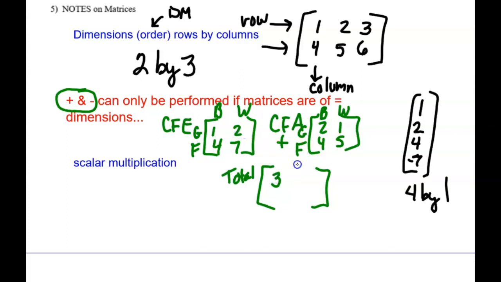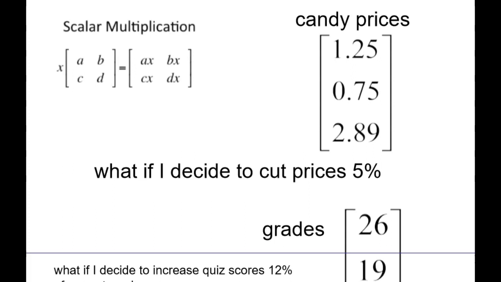This one was a 2 plus 1 is 3. 4 plus 4 is 8. 7 plus 5 is 12. Anybody have a question where those came from? Okay. It's just like you put them right on top of each other and you added them together. Can you do that on the quiz or the final exam? Because that's a question. Okay. Not hard. Some of them might be negative, some of them might not be. So they can be added and subtracted if they are of equal dimension. Otherwise, it's not possible.